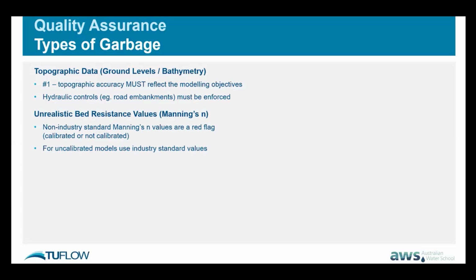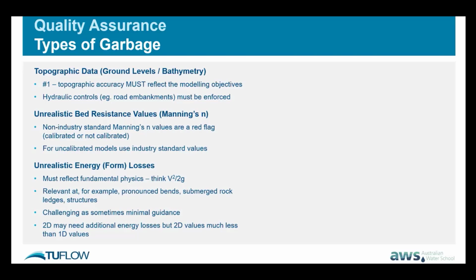As I've already talked a few times, unrealistic bed resistance values is always a red flag to something else being wrong. So if you're finding through calibration or other ways you're having to use unusual Manning's n values, just stop and look at everything else first. If you don't have the luxury of being able to calibrate your model, just stick with industry standard values. Don't deviate from those.